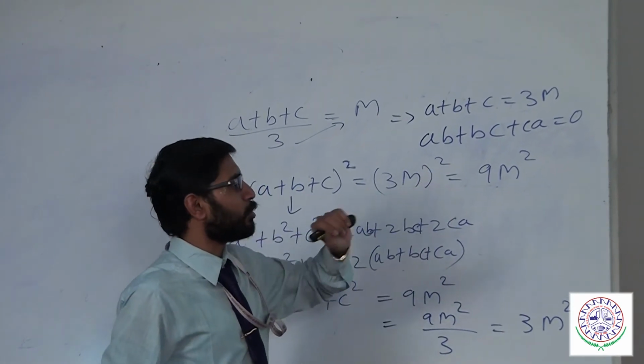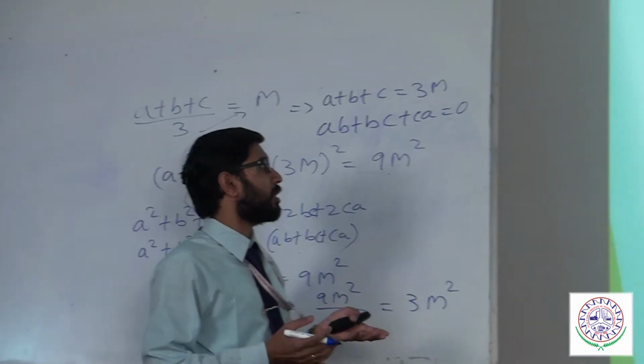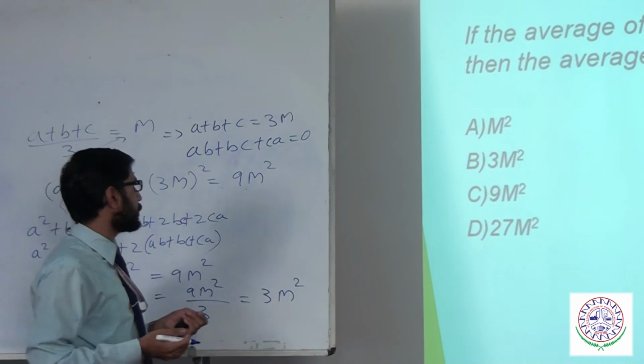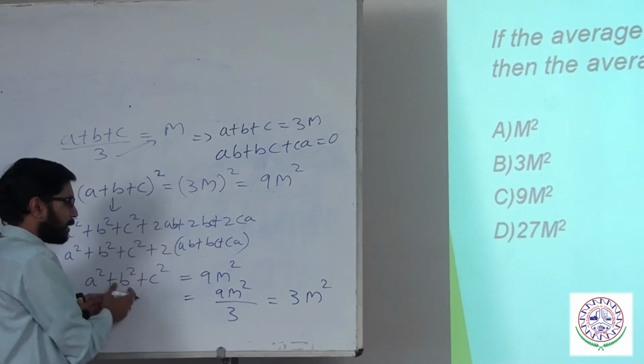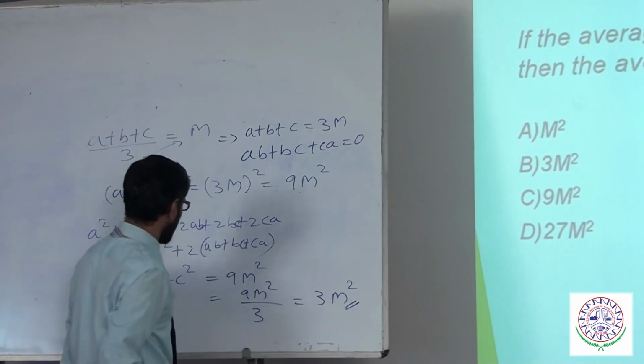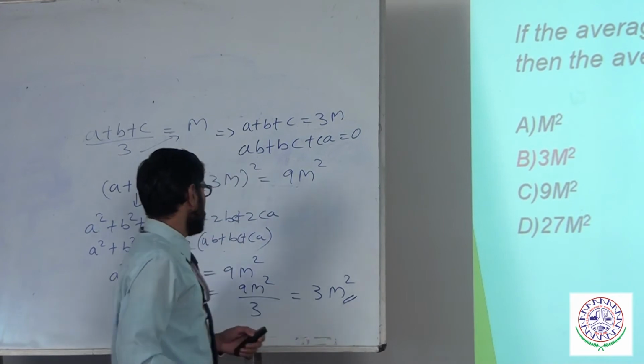Some of the questions you will get directly, where they will ask, like, what is the average of a square and b square when they give 2 numbers, or they may give 4 numbers. So try to remember these basic formulas that we can directly apply and get the answer. So the answer for this question is 3m square. So this is the answer, that is B.